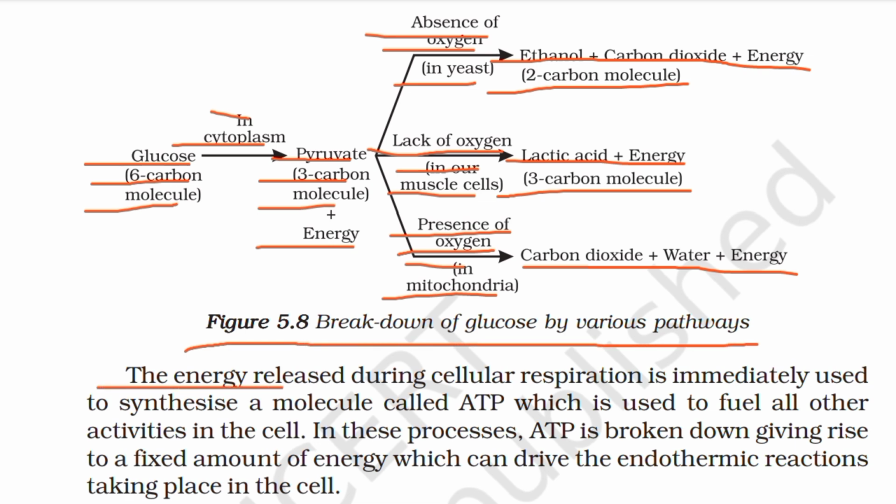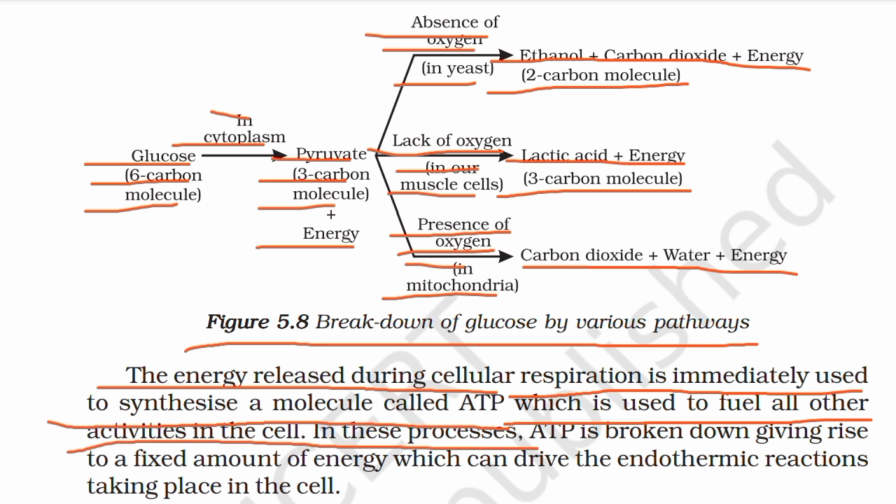The energy released during cellular respiration is immediately used to synthesize a molecule called ATP, adenosine triphosphate, which is used to fuel all other activities in the cell. In these processes, ATP is broken down, giving rise to a fixed amount of energy which can drive the endothermic reaction taking place in the cell.